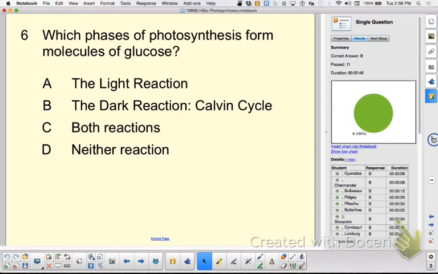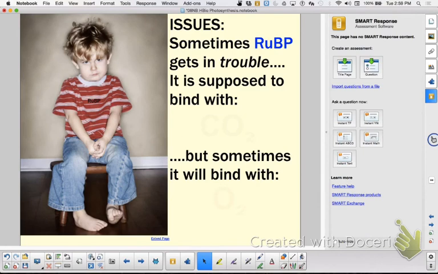Then we talked about trouble with RuBP. That C5 guy, 3 C5 plus what? Oxygen, okay? No carbon, but instead you hook up with oxygen. That's called photorespiration. That's bad.